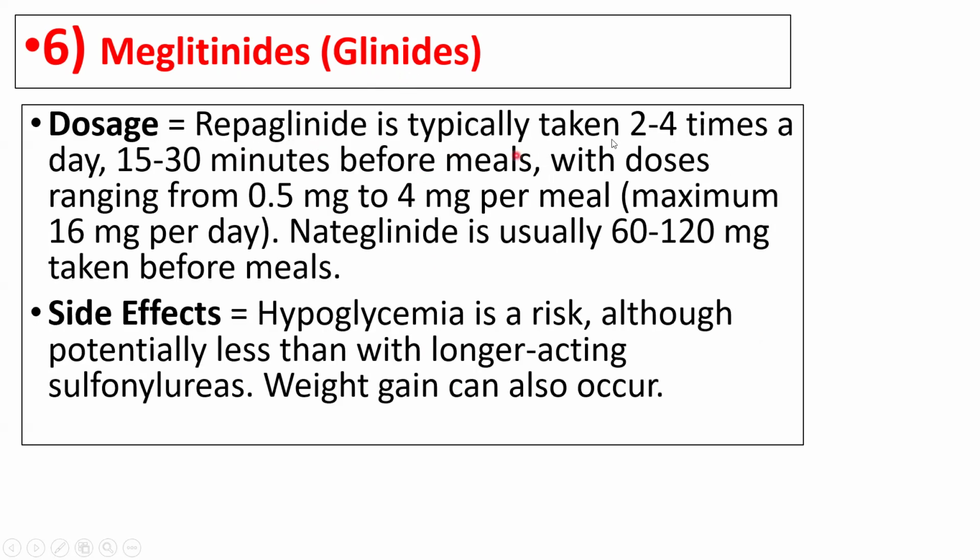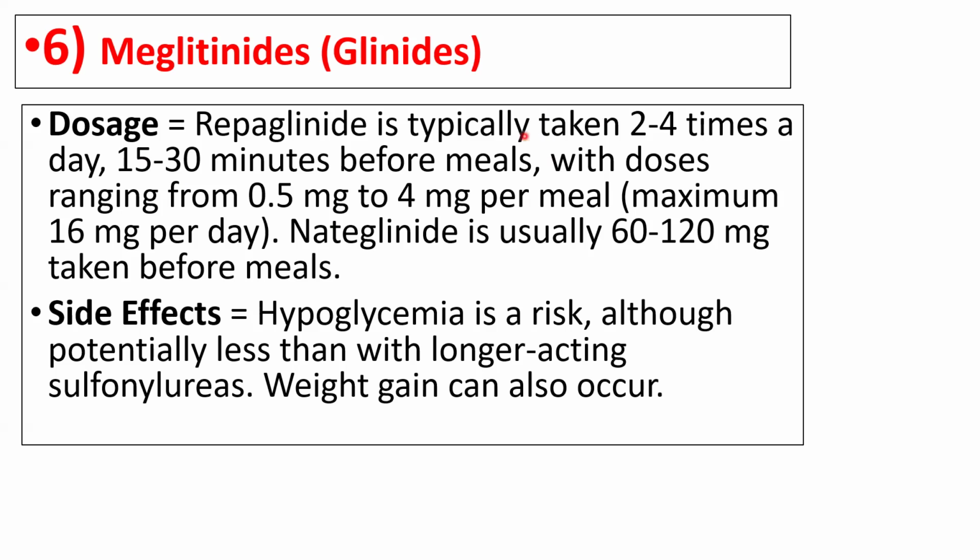Repaglinide is typically taken 2 to 4 times in a day because it is short acting. Try to understand, when short acting, we have to give frequently, 15 to 30 minutes before meals, with doses ranging from 0.5 to 4 milligram per meal. Maximum dose is 16 milligram total for the whole day. For example, a 4 milligram tablet can be taken maximum 4 times in a day.